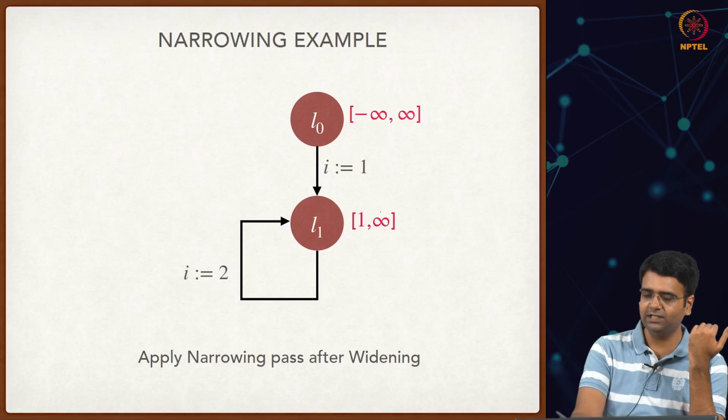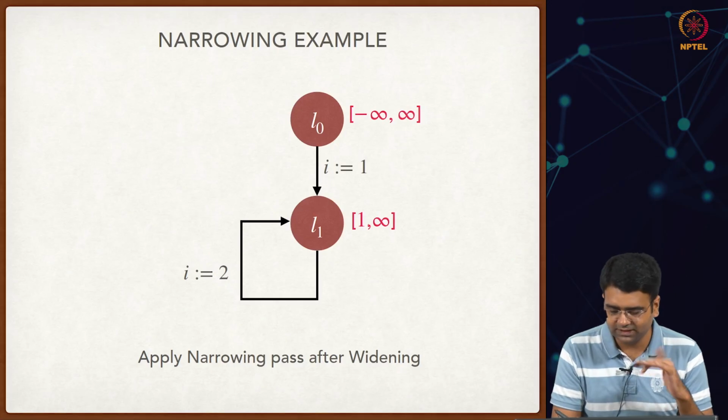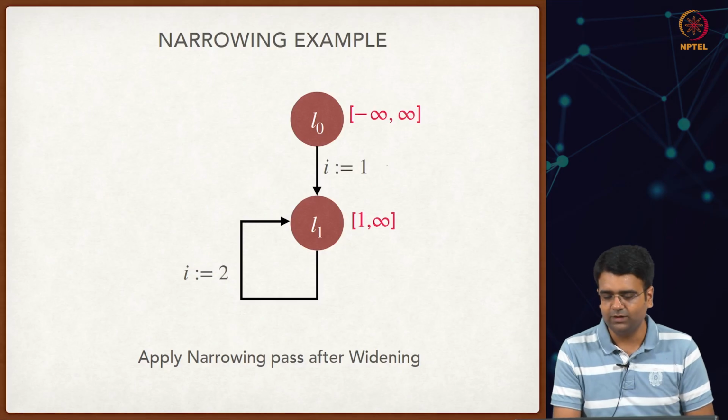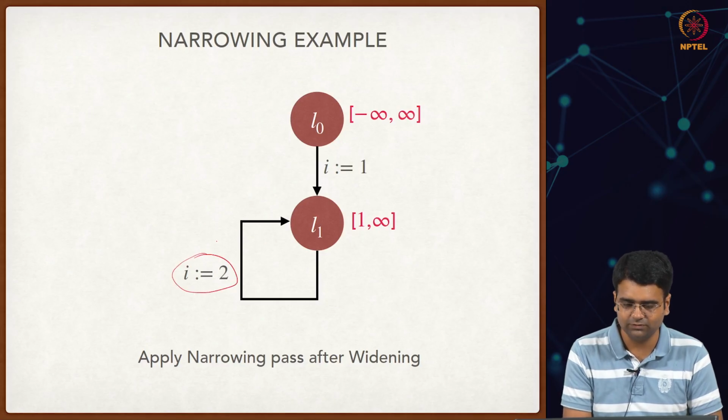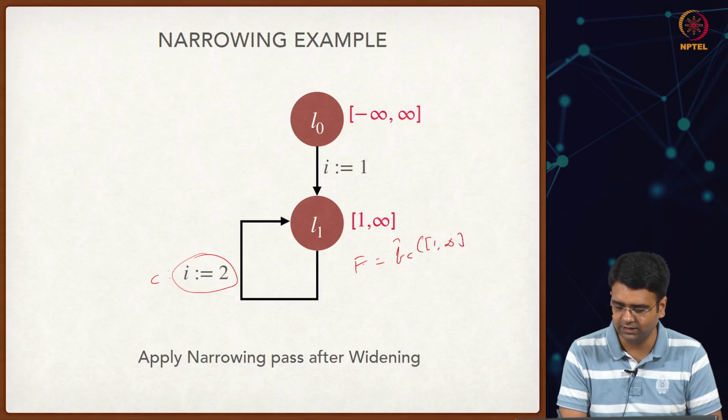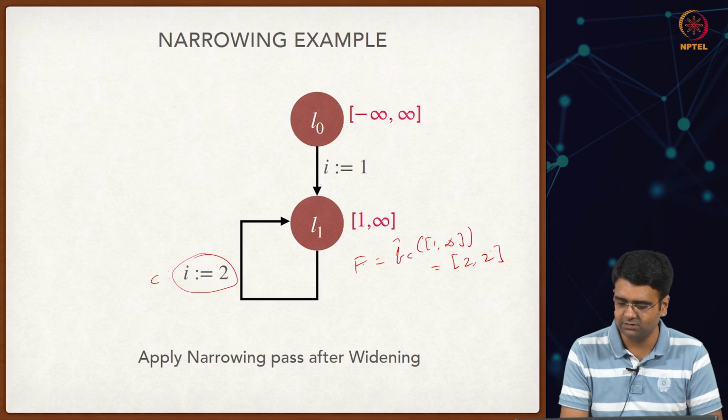Next you apply Kildall's algorithm again. After Kildall's algorithm with the widening operator terminates and gives you this abstract value, you apply Kildall's algorithm again, but this time you use the narrowing operator instead of the widening operator. At the location L1 I have this value 1 comma infinity. I am then going to propagate this value through the statement, applying the abstract transfer function of this statement. If this statement is C, I will compute f hat C, where C is the statement I equal to 2, applied on the interval 1 comma infinity. If I execute I equal to 2, I will just get 2 comma 2 itself. It does not matter what the value of I is.